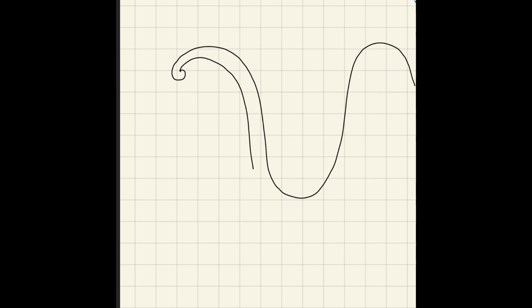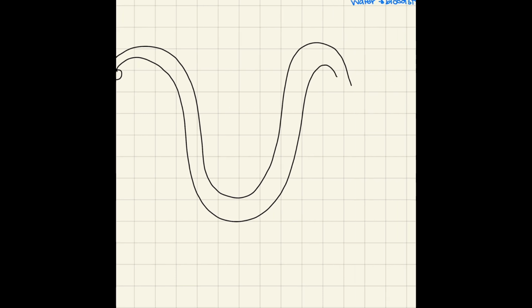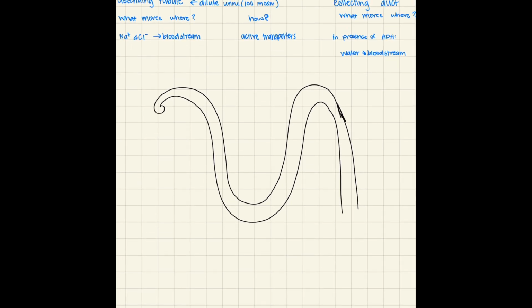So then the structure of a nephron is kind of interesting. So I'm going to draw a nephron in a really different way. Hopefully, I can do this without making a whole ton of mistakes. But this is kind of tricky for me as of right now.